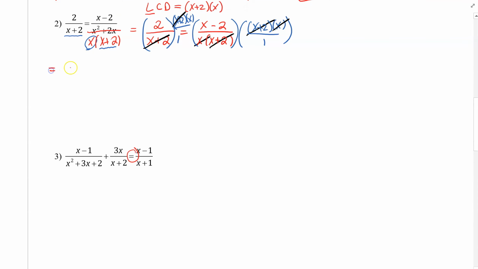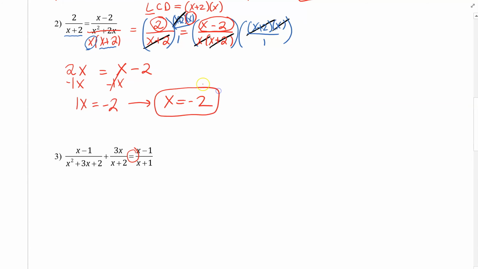So then on the left side, I end up with 2x, because this was left over and that x was left over. And then on the right side, I'm just left with what was originally in the numerator, the x minus 2. So then I just need to isolate x. So I need to combine them onto one side. So I'll subtract the 1x over here. And then 2 minus 1 is 1x. And so that's my answer. x equals negative 2 is what I get for my answer.